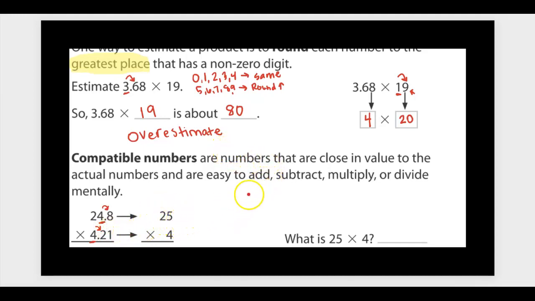So what is 25 times 4? Well, think in quarters. If I've got 4 quarters, and they're all 25 cents, how much do you have? You have $1, right? So 25 times 4 is 100. Okay? So this would also be an overestimate.